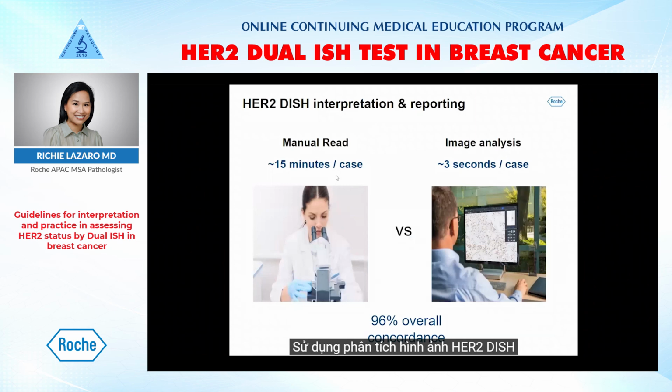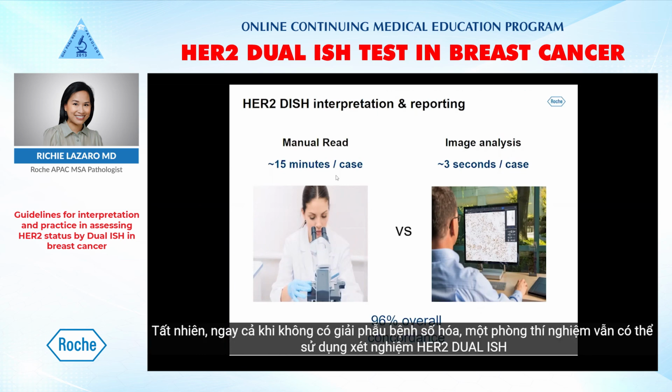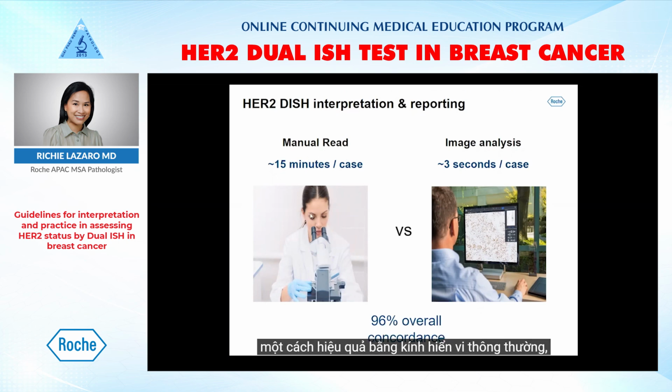The use of HER2 dual-ISH image analysis is way faster than manual HER2 dual-ISH scoring under a conventional microscope, with a 96% overall concordance between digital and manual scores. Of course, even without digital pathology, a lab can still use the HER2 dual-ISH assay more efficiently than FISH, even as it is being scored in a conventional microscope and not a fluorescence microscope in a dark room.